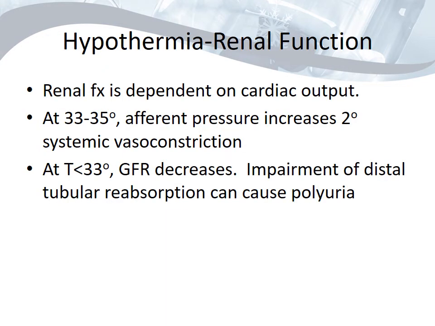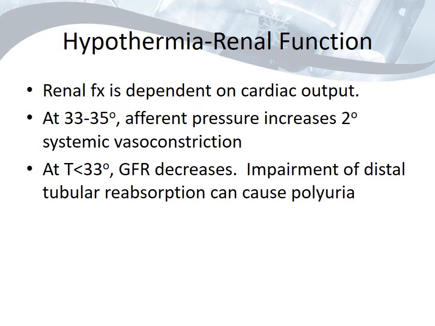So renal function. Renal function is dependent on cardiac output. So at mild hypothermia, if you have an increase in cardiac output, you're going to have an increase in urine production. So you actually get polyuria. We all know about that. It's cold outside, and gosh, I'm peeing like crazy. This happened to all of us. We know what we're talking about.